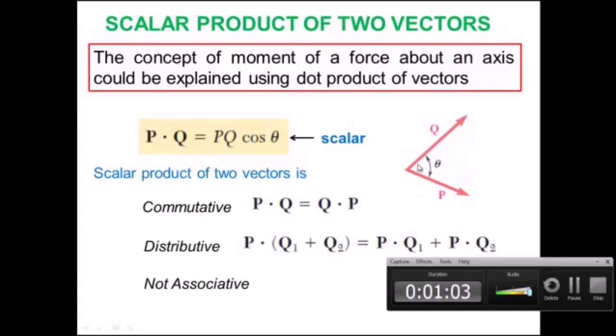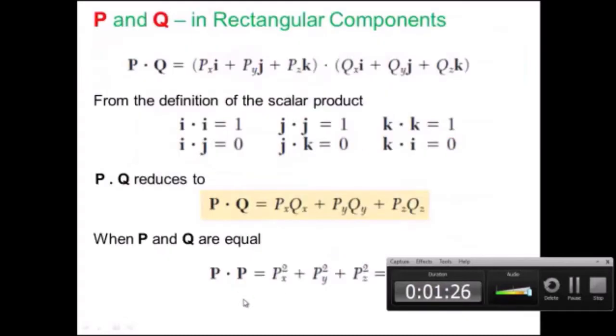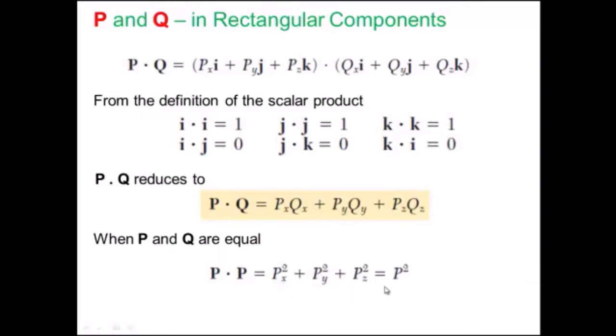Let us take two vectors with an inclination theta, then the dot product is PQ cos theta, and it is a scalar. You know this. The scalar product of two vectors is commutative, distributive, and it is not associative. As rectangular components, we can have the dot products as this, because you know this very well. And if both the vectors are P, then we have P square.